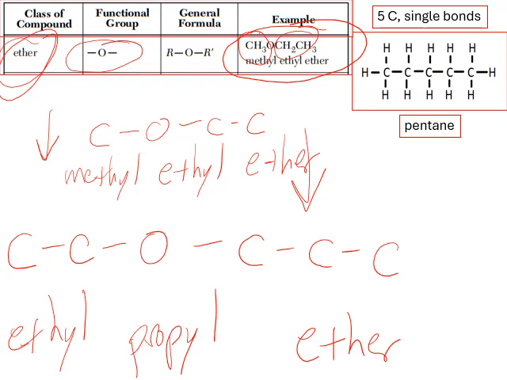If you had two carbon groups on both sides, it'd be diethyl ether. But methyl ethyl ether, you could have methyl methyl ether, propyl pentyl ether, whatever. I think it's fun. I don't know. Maybe you disagree, but it's fun to say.